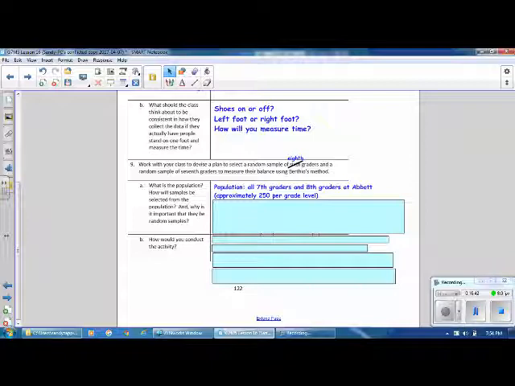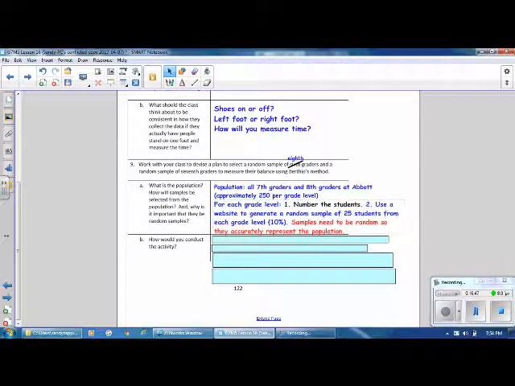How will the samples be selected from the population? For each grade level, first we'll number the students. Then we'll use a website to generate a random sample of 25 students from each grade level. This will be 10%. The samples need to be random so that they accurately represent the population.